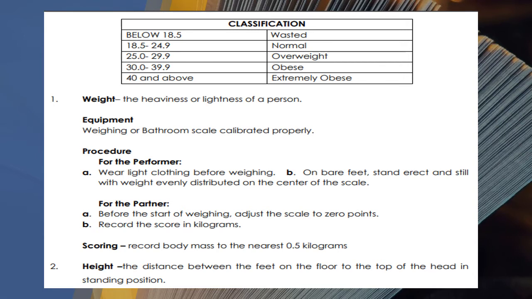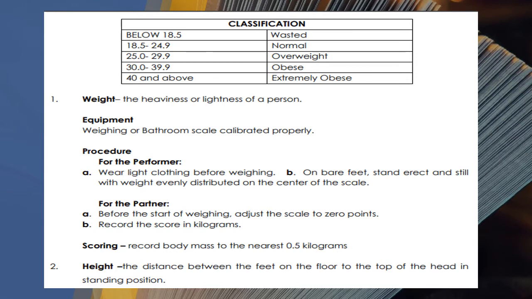Number 1, weight is the heaviness or lightness of a person. Equipment: a weighing scale that is calibrated properly. Procedure: wear light clothing before weighing, on bare feet, stand erect and still with weight evenly distributed on the center of the scales.